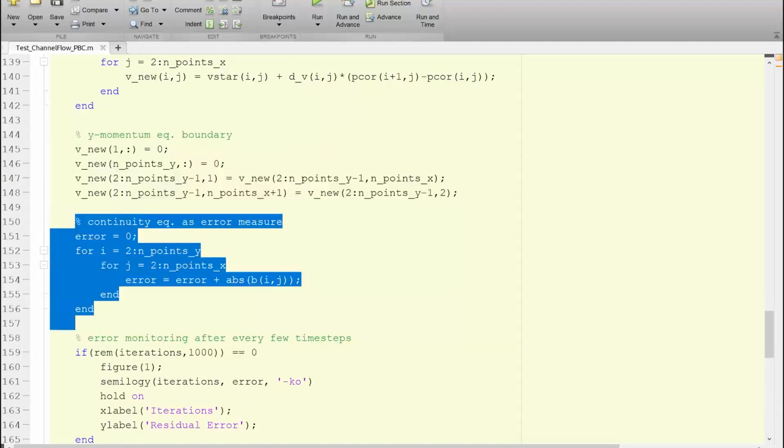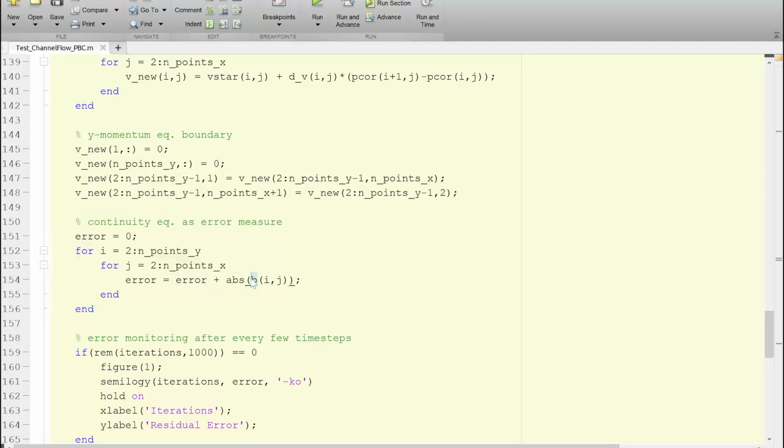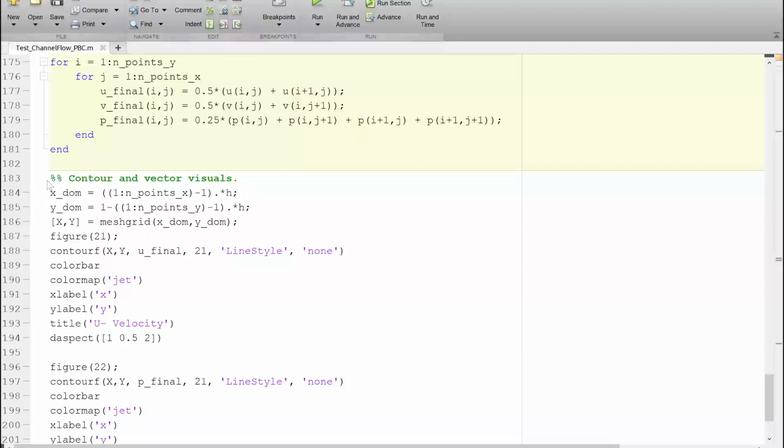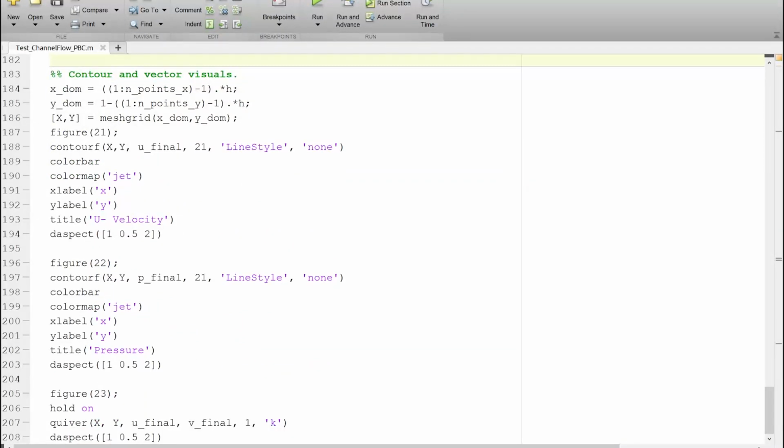Finally, the continuity equation residual is calculated using the Bij, and everything else is the same here. And in the visualization part, I am using two different contours so that you can see the solution, that is U final and P final. I've used a command called daspect that sets the aspect ratio of the figure. Otherwise, MATLAB would still plot it as a rectangular figure, so we don't really want that because it's a rectangular pipe, so we want to see how it looks like.